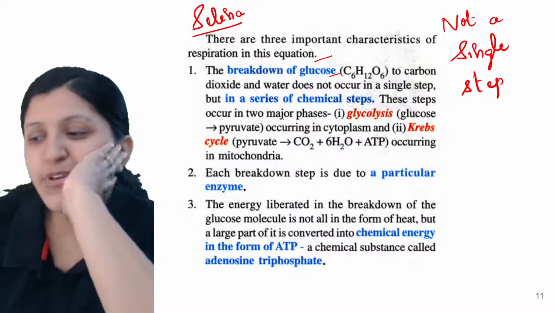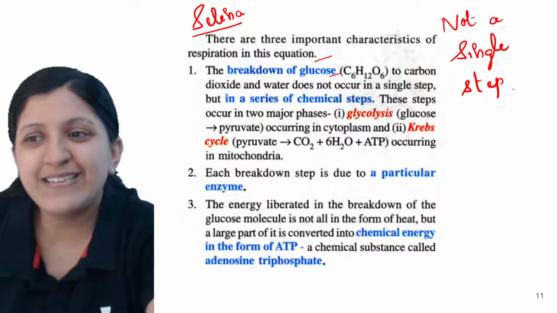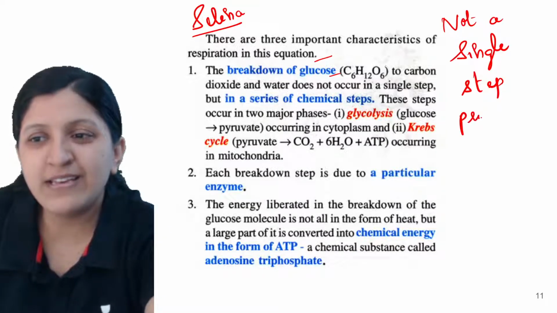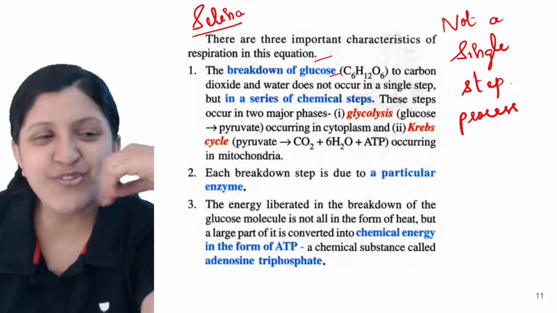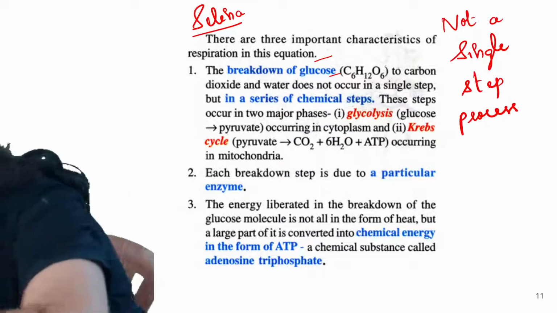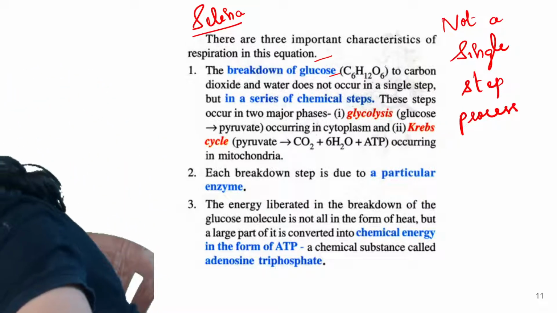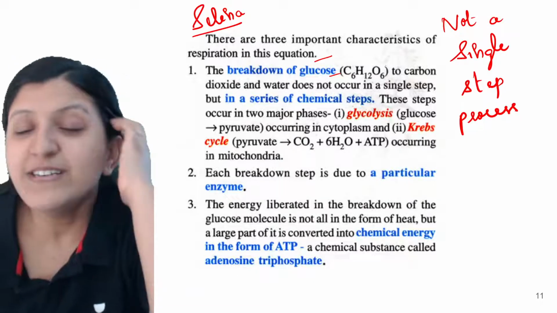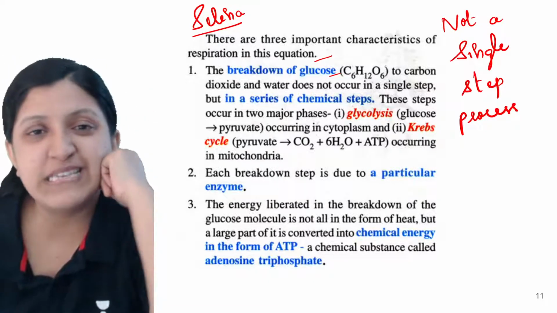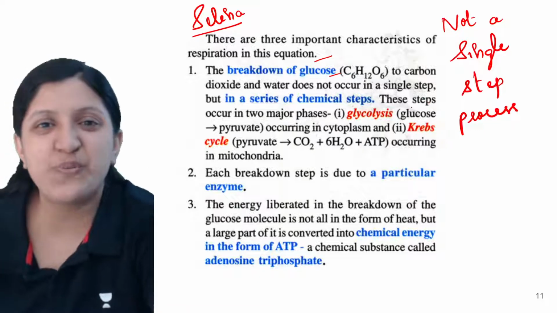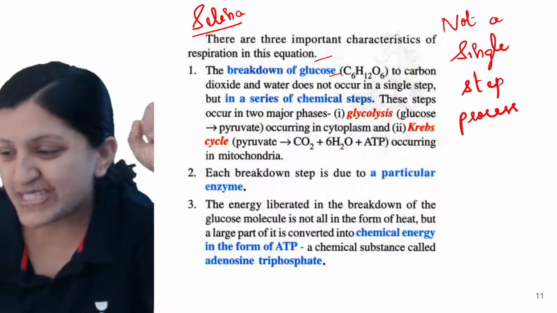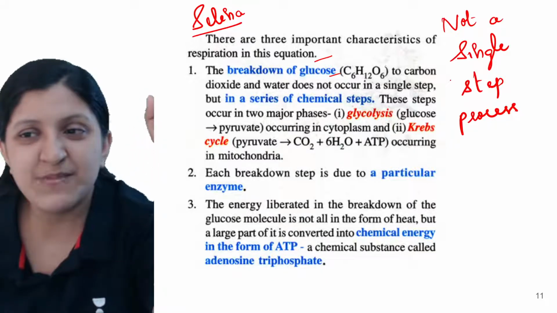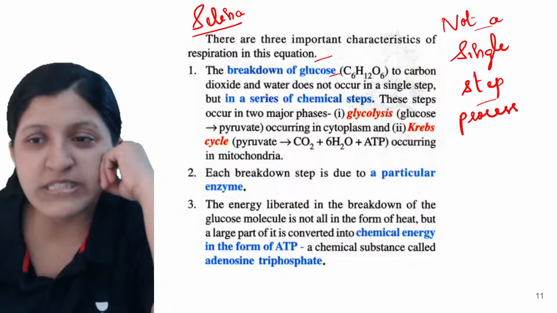Okay, so here we just write simply that we are combining the glucose with the oxygen, that is oxidation of glucose. So oxidation of glucose is occurring, we say, and there is a formation of carbon dioxide, ATP, and water. But this is not as simple, so not a single step process.